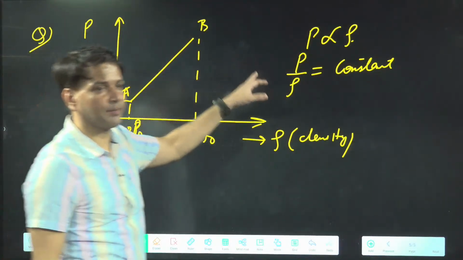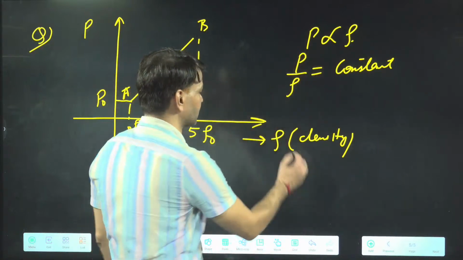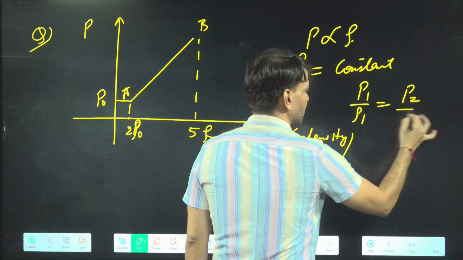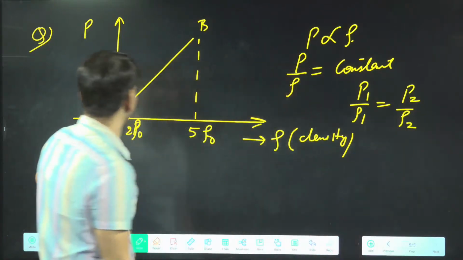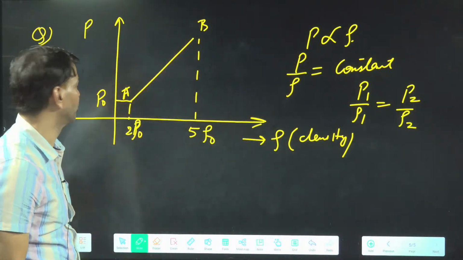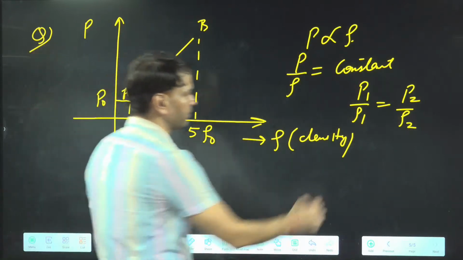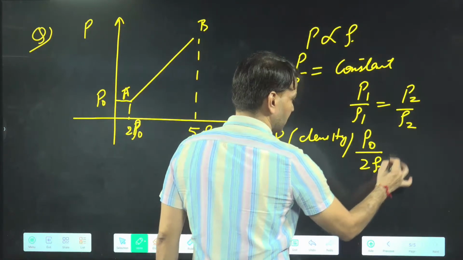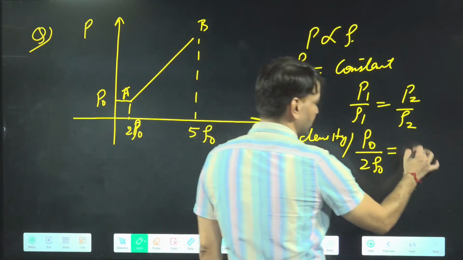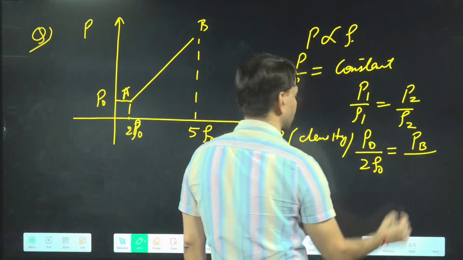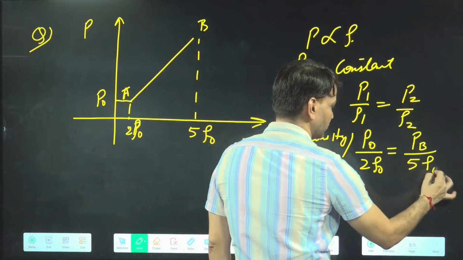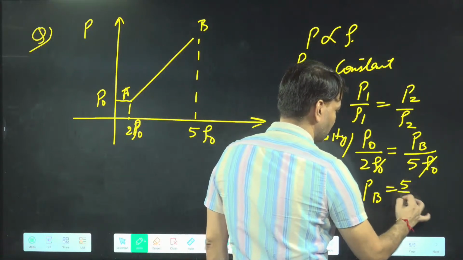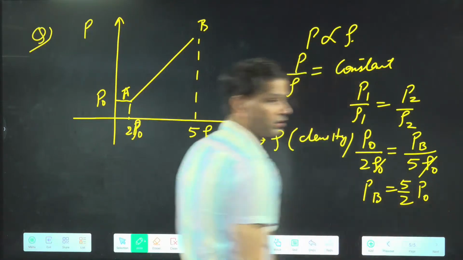Now in this case, P upon rho is equal to constant, so we can say P1 by rho 1 is equal to P2 by rho 2. Basically, A I am taking as 1 and B as 2. The pressure given is P naught, initial density 2 rho naught, and that is equal to P2, the pressure at B. And the density given there is 5 rho naught. So rho naught and rho naught cancel out. The PB you get is 5 by 2 P naught.